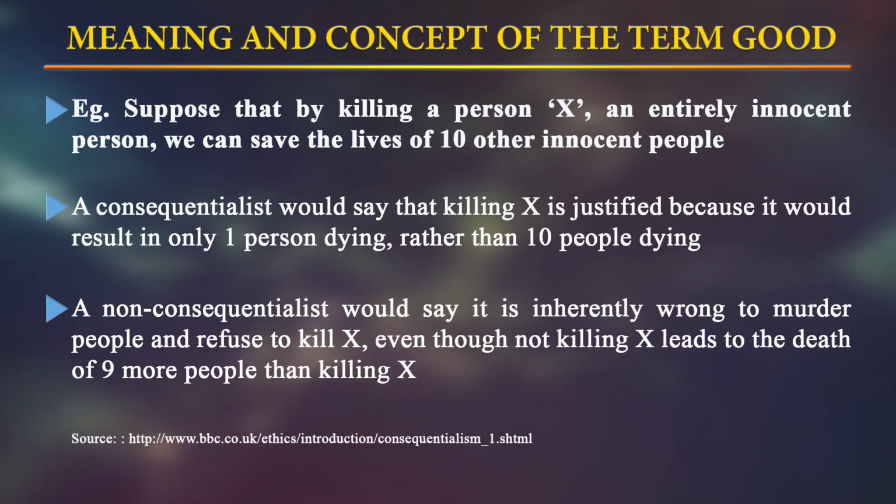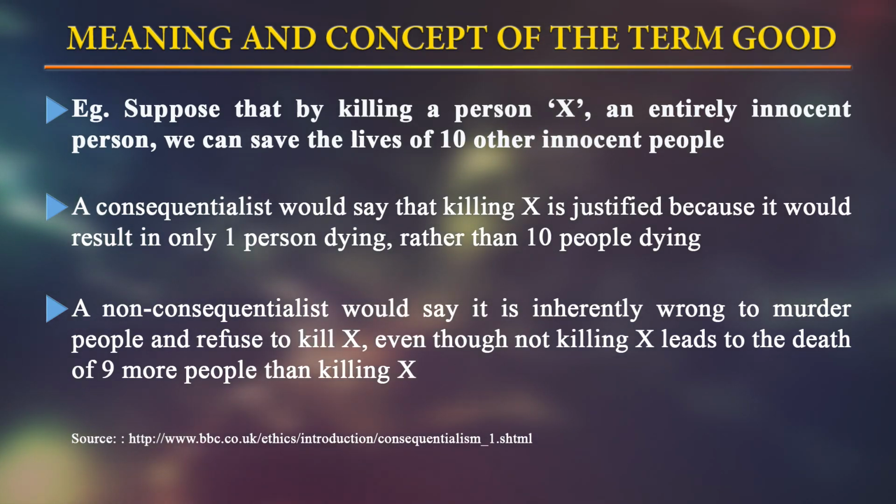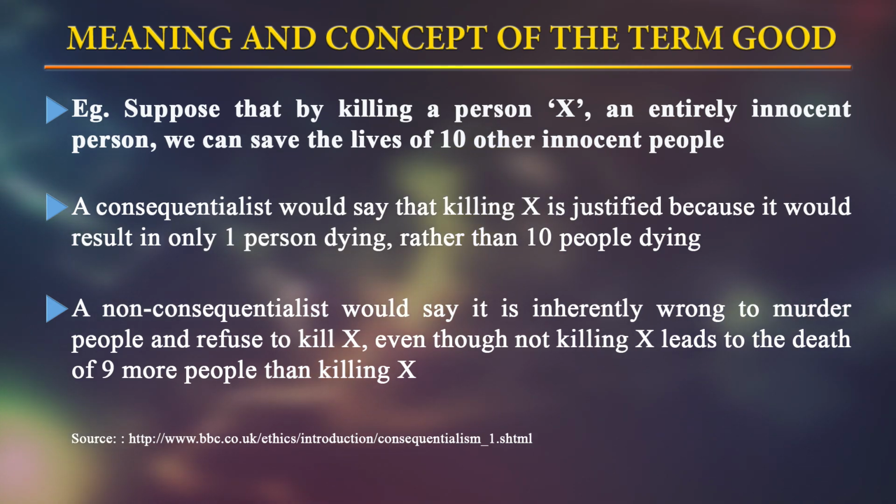Whereas a non-consequentialist would say that it is inherently wrong to murder people and will refuse to kill X, even though not killing X leads to the death of 9 more people than killing X. So, here we see the difference between a consequentialist and a non-consequentialist. A consequentialist, as we had already discussed, considers the greater good, the happiness of the larger number of people, whereas a non-consequentialist focuses only on the right thing to do.